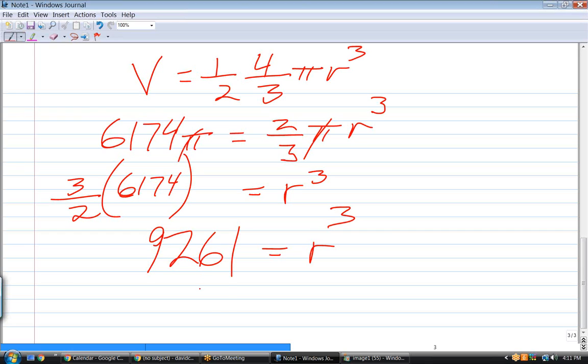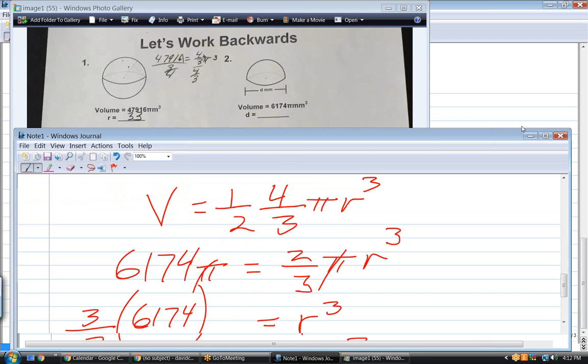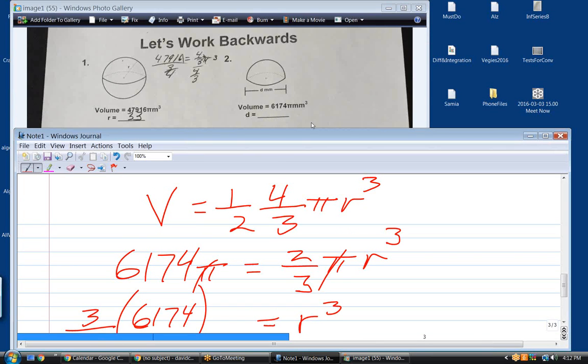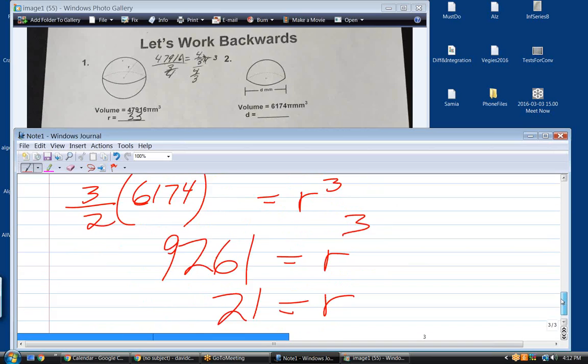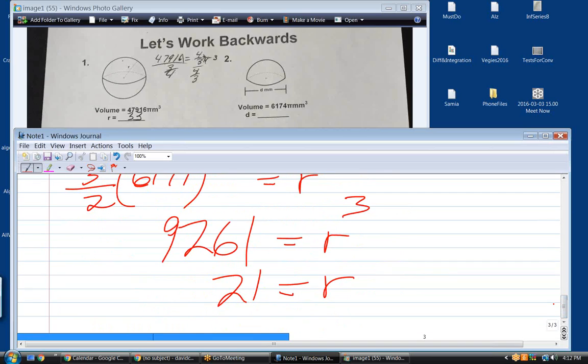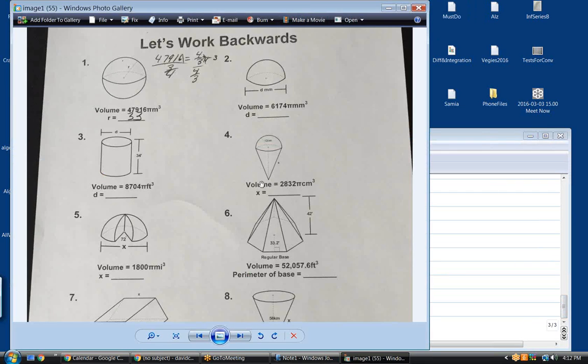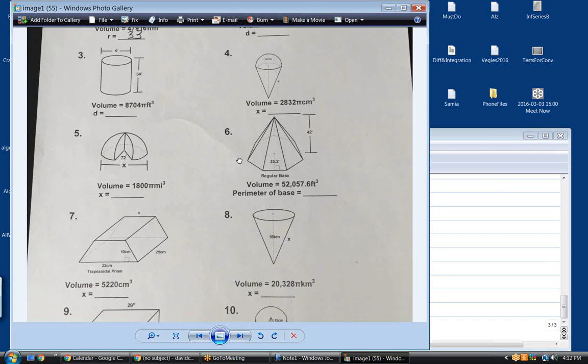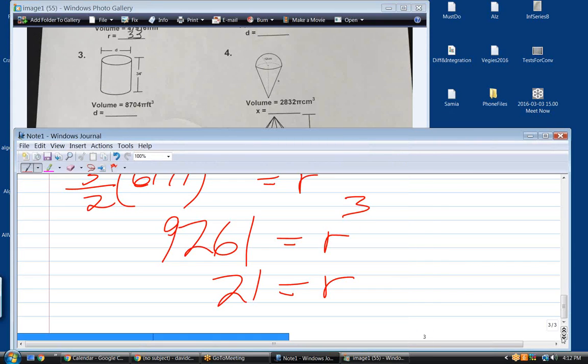21. Okay, so 21 equals r, but they wanted d. What's d equal to? 42. Right. All of these problems are exactly the same. I don't think we're going to have time to do all of them, but you can see that what's the general formula? Let's get all of them set up.